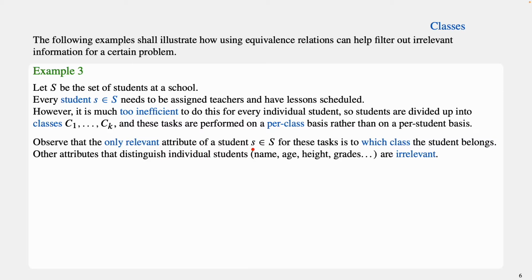So in our set of students, the only relevant attribute for each individual student is which class the student belongs to. Of course, students have many other attributes that distinguish them from one another, such as name, age, height, or their grades. But these are completely irrelevant when it comes to these tasks of assigning teachers or scheduling lessons. So all that matters is which class they're in.